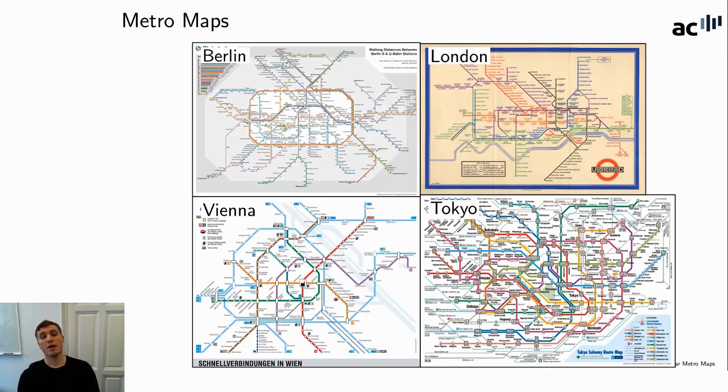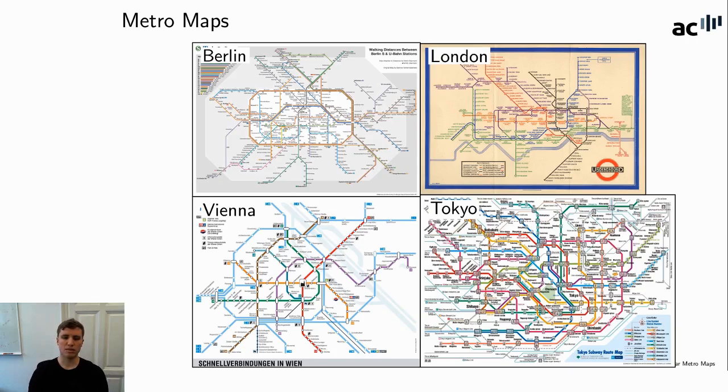So, a metro map is a schematic map visualization of a transit network that focuses on the topology of the underlying network rather than the actual geographic distances between the features in the metro map. Here you can see 4 examples, some of which are quite iconic. For example, on the top right you can see Henry Beck's London tube map.